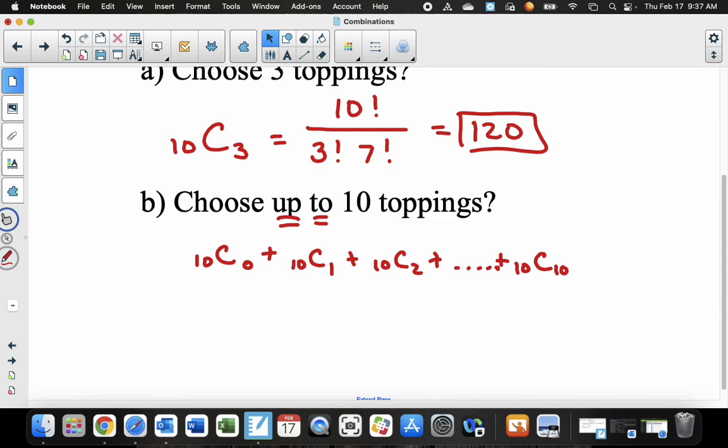Anytime you have up to 10 toppings, we say, all right, first topping, yes or no? Second topping, yes or no? Third topping, yes or no? Which means this is really just 2 to the 10th power. You're asking yourself yes or no 10 times because you've got 10 toppings. It's just like the flipping the coin problem, number 26 from the assignment. And therefore, you end up with 1,024 different ways you could end up with a pizza.